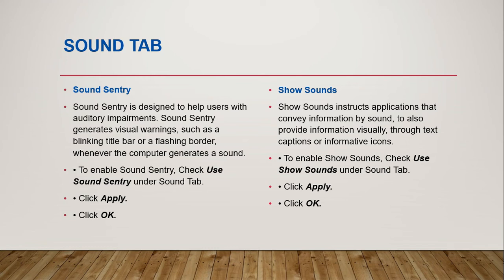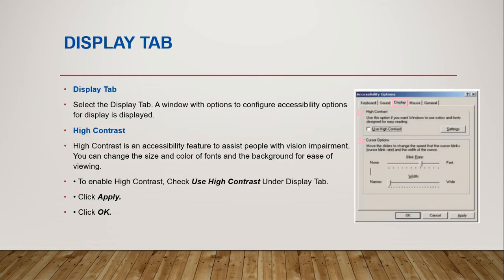That's it. It is similar to the visual warnings. Like here in Sound Center we see a blinking title bar or a flashing board. Here in Show Sounds we find some text captions or informative icons. That is related to Sound tab. And the third one is Display tab. You can find the figure here on the right side. That is Display tab, the third one.